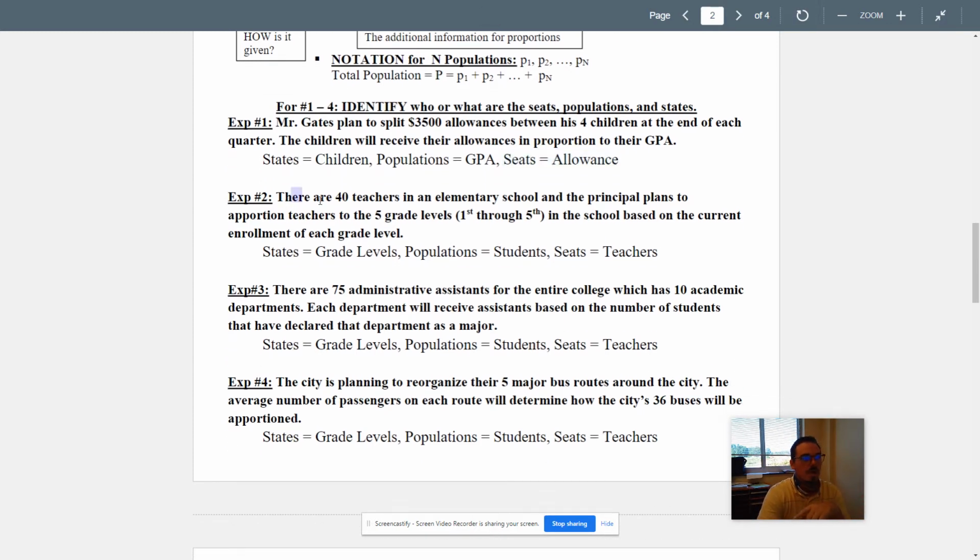So for example 2, there are 40 teachers in an elementary school, and the principal plans to apportion teachers to the grade levels 1 through 5 in the school based on the current enrollment of that grade level. So what are the states? The states are the grade levels. The states are the players that we have, the grade levels. Okay, what's the population? What are we basing these off of? Well, these are the students in this regard. Why are they the students? Because what we get, or the teachers for the state or the grade level, is based on the population of students.